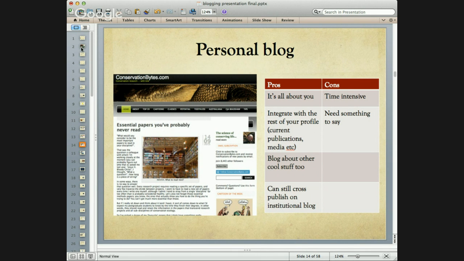The cons of having a personal blog is that it is time-intensive. To really build an audience, you probably would want to be publishing a blog a week, perhaps a blog a fortnight you could get away with, but it is something you would need to more regularly maintain than if you were just contributing every now and then to an institutional blog.